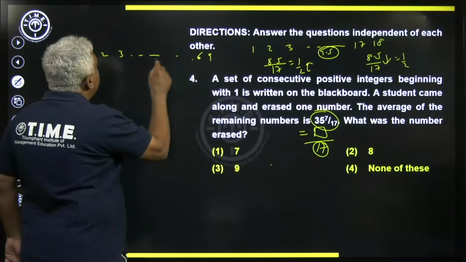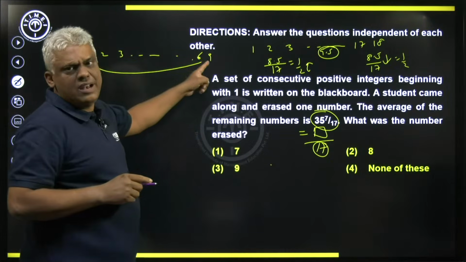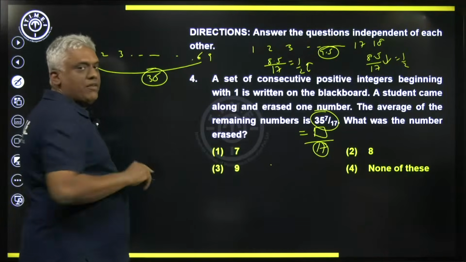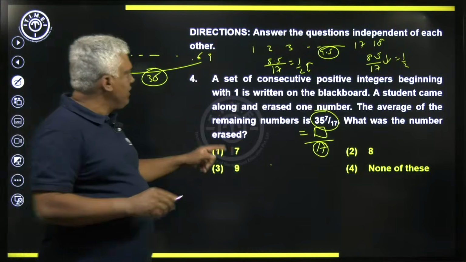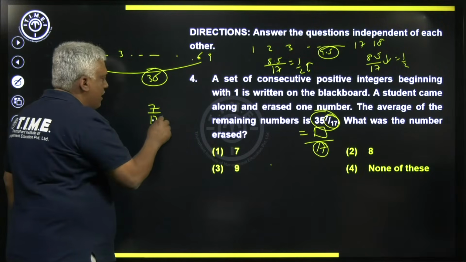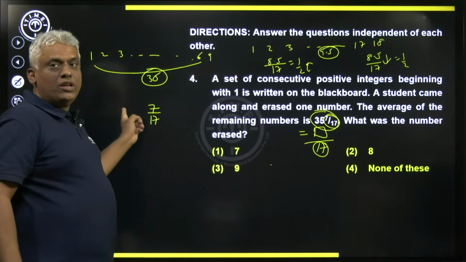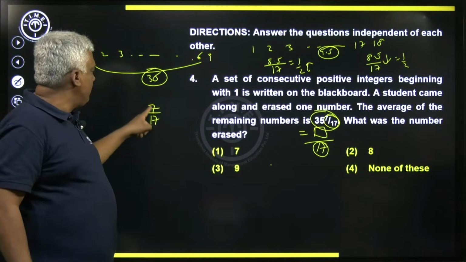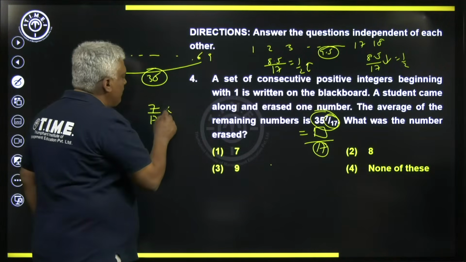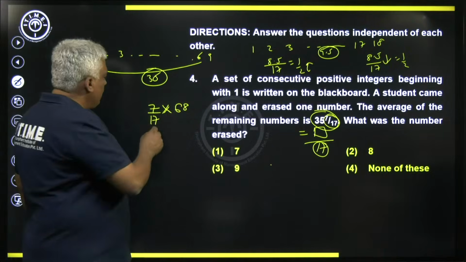Now, 1 to 69. What was the average here? Average was the average of first and last, right? So average was 1 plus 69 by 2, that is 35. 35 was the average. Now, after one number is erased, average has increased by 7 by 17. That means a smaller number is erased, smaller than 35, right? And the average has gone up by 7 by 17. This is the average of the remaining numbers. So remaining numbers are how many? 68, right? 68 numbers, average has gone up by 7 by 17.